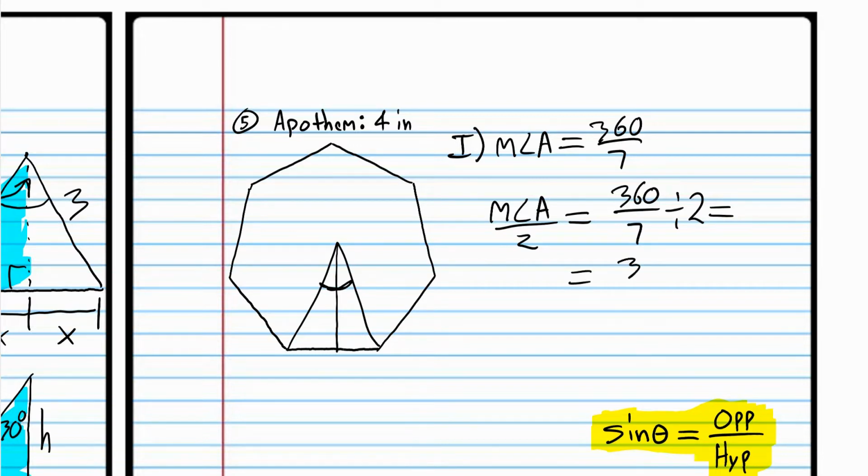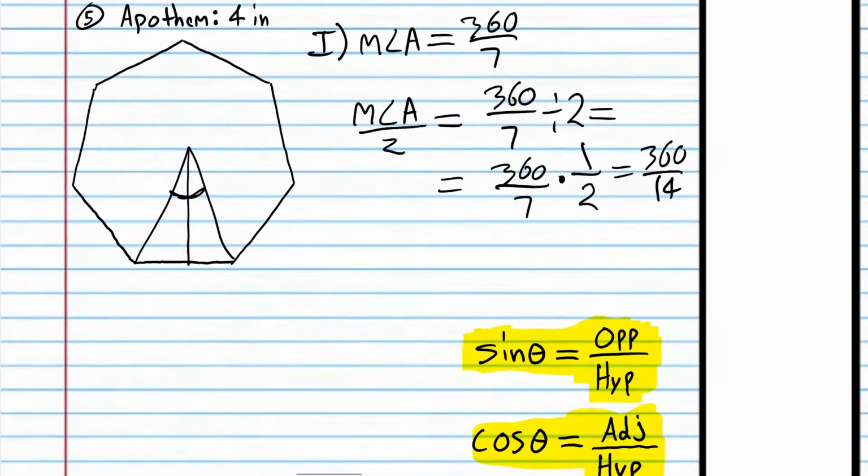So it becomes 360 over 7. And you change to multiplication, so now it's times 1/2. That's basic arithmetic stuff. So you get 360 over 14. And if you want to, you can reduce that, so it becomes 180 over 7.